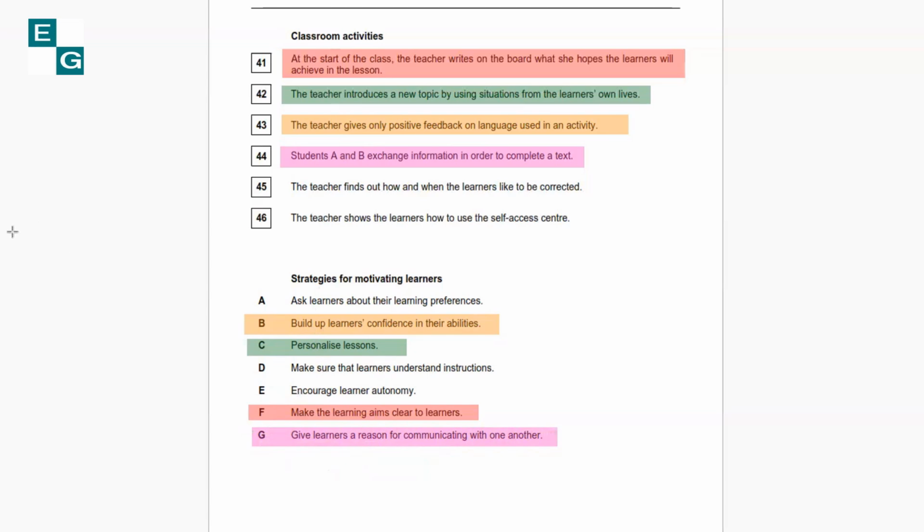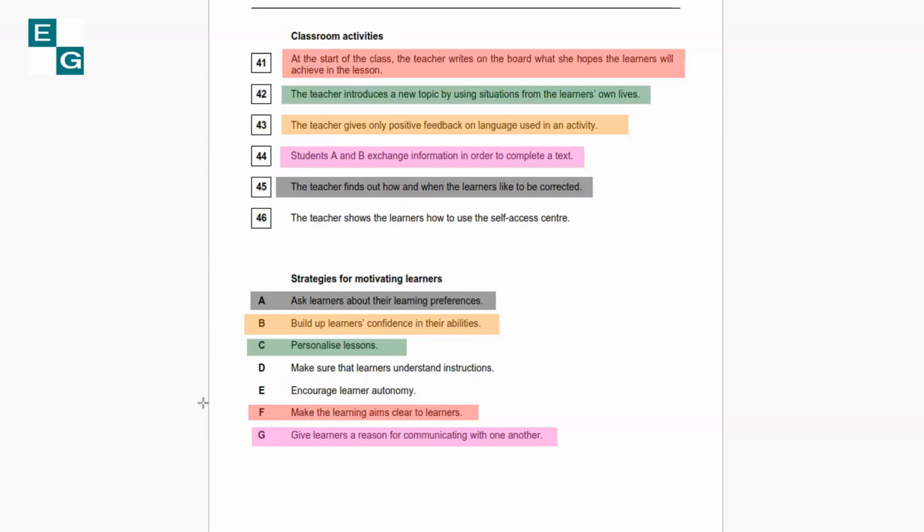And then it says, the teacher finds out how and when learners want to be corrected. So what would you do if you did this? You want to find out how and when. If you do that, you will be doing asking. I'm going to just go ahead and do it here. You will be asking learners about their learning preferences. You want them to teach you, to tell you, to let you know how and when they would like to be corrected.